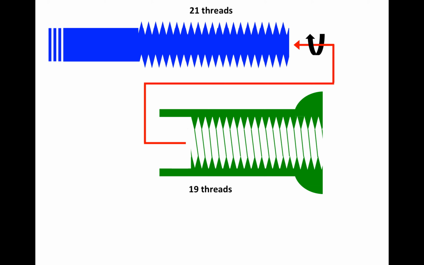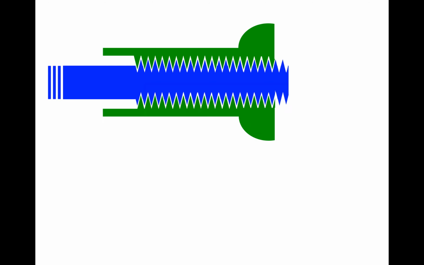And we're going to screw the nipple onto the spoke until it stops. And it would appear from this graphic that the nipple can't go on any farther because there are no more threads in the spoke.